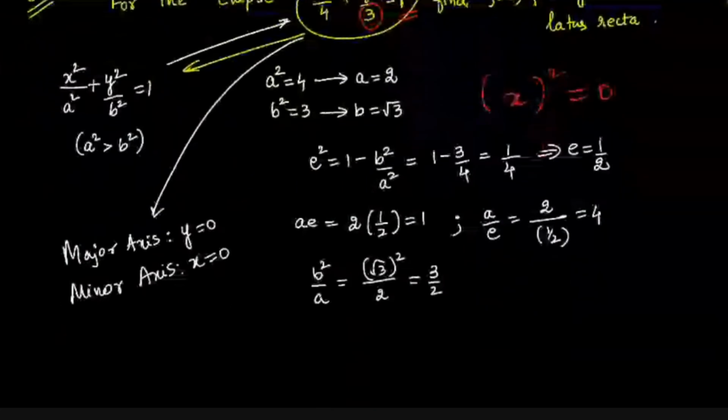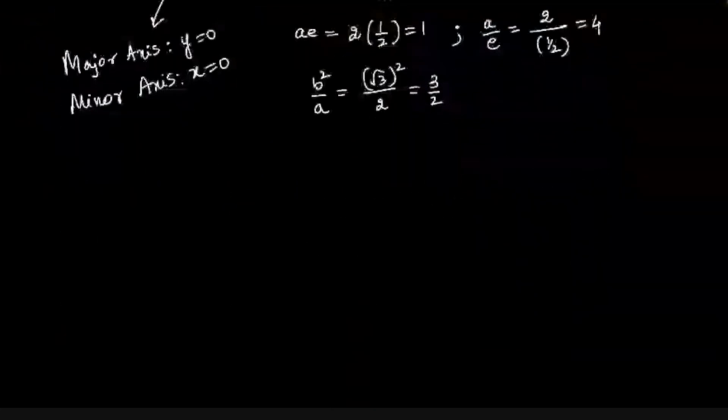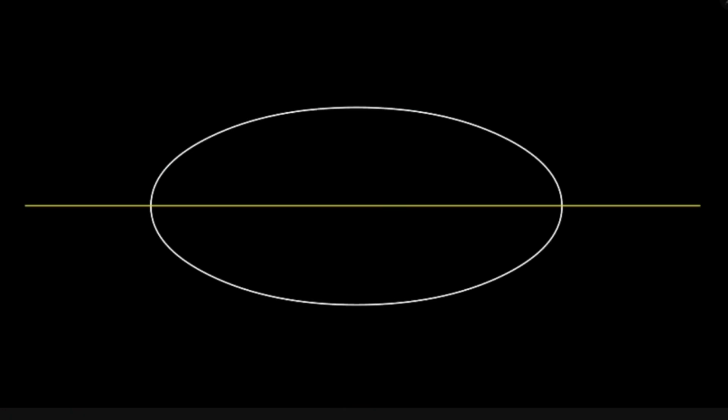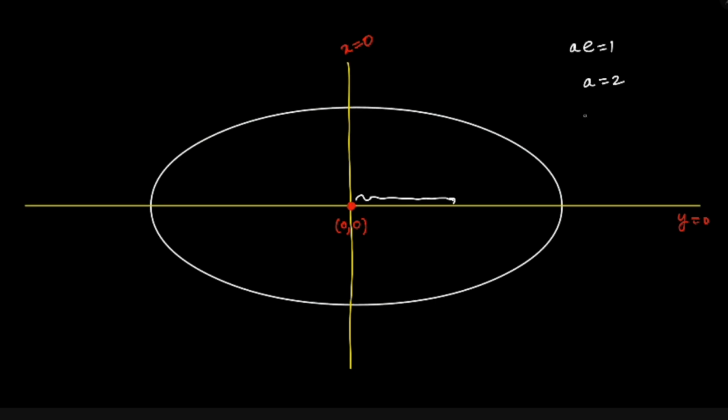Okay, now let's write everything about this ellipse. Always start with the major axis and minor axis. Where they intersect, one is y equal to 0, another is x equal to 0. They intersect at the point that is the center. Center to focus, what is the distance? Let's write the distances here. ae is 1, a is 2, a by e is 4, b square by a is 3 by 2. These are the distances which we have found.